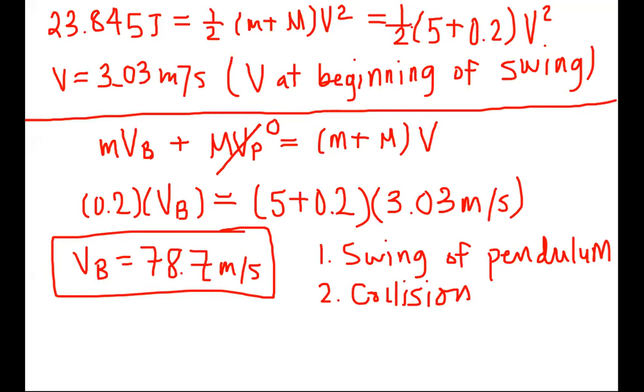And going back to the fact that we broke this problem into two parts, the reason that V initial becomes V final is because it depends on which part of the problem you're looking at. In the case of the collision, V final is when the pendulum first starts moving. In the case of the swing of the pendulum, V initial is when the pendulum first starts moving. So depending on the scope of the problem that you're looking at, V initial or V final will change.